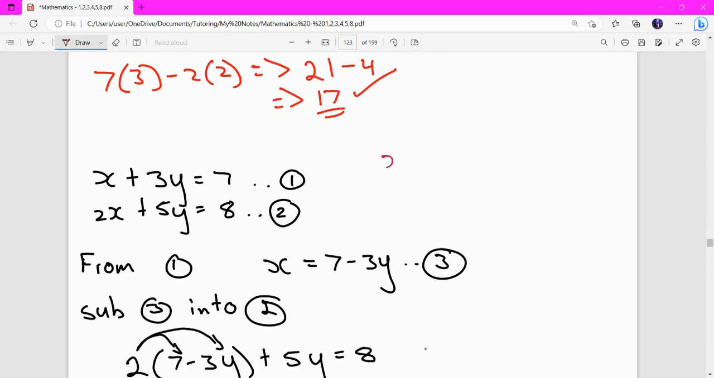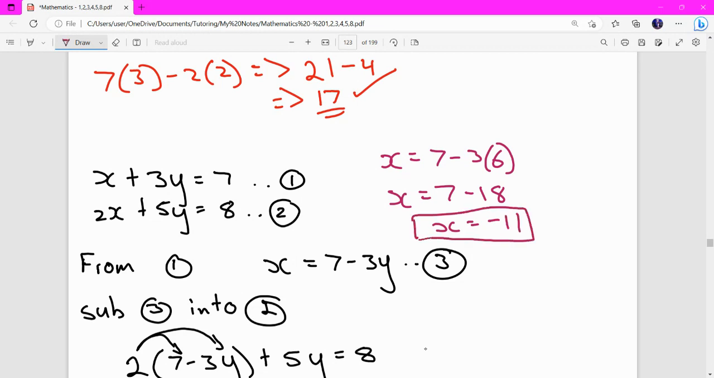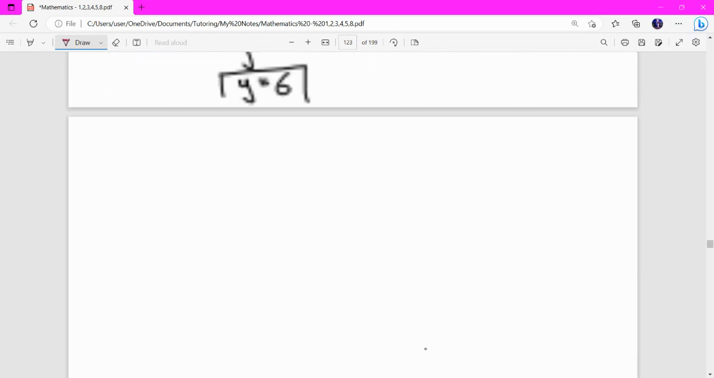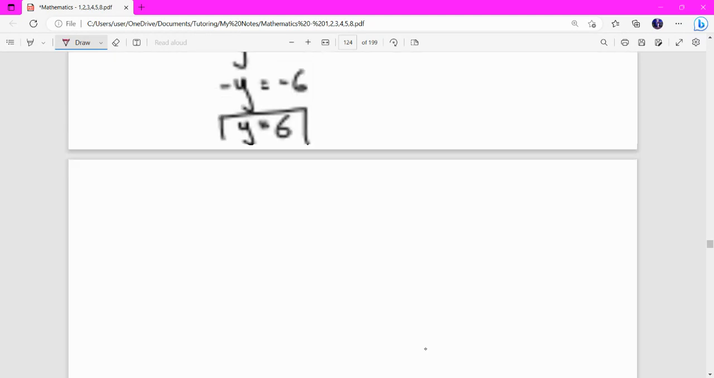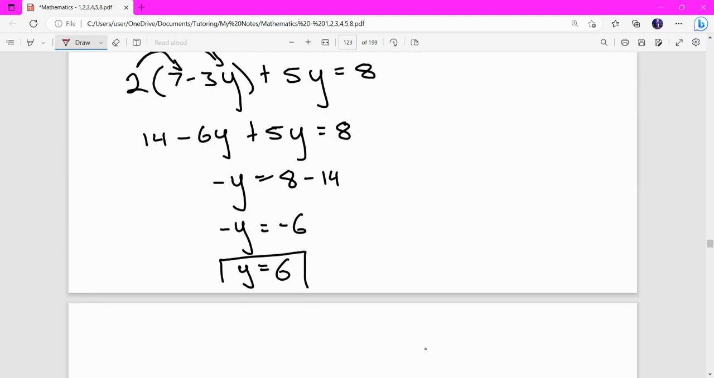So you have x is therefore equal to 7 minus 3 times, well, y was 6. So therefore x is equal to 7 minus 18. And 7 minus 18 is negative 11. So that's how we get the values for x and y. x is negative 11, y is positive 6. If you have any questions, feel free to ask.